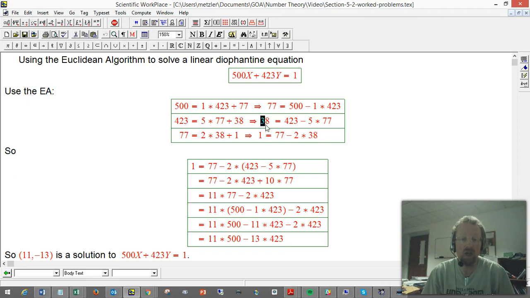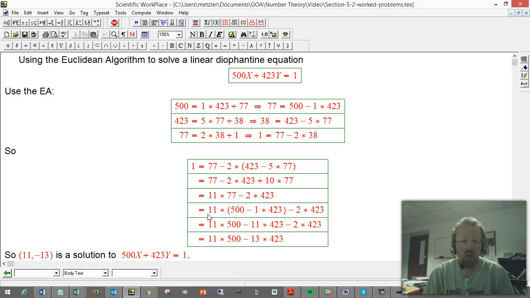But wait a minute, 38 was built out of building blocks that are closer to what I want, namely 423 and 77. So I'm going to substitute that in. So 1 is 77 minus 2 times 38, and I've substituted this in for the 38. I distribute that out, I simplify, and I see that 1 is now 11 times 77 minus 2 times 423. Okay, so that's cool. Just checking my arithmetic.